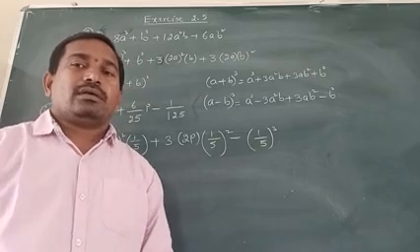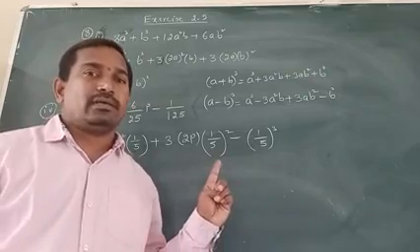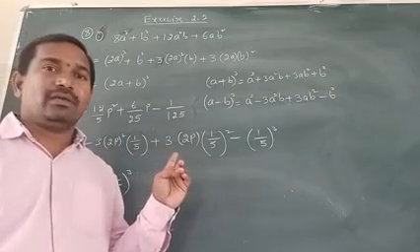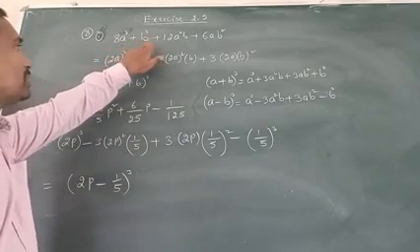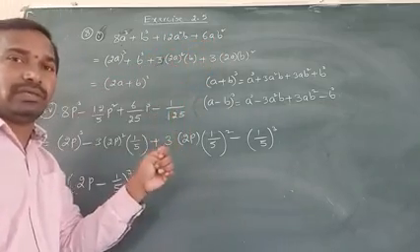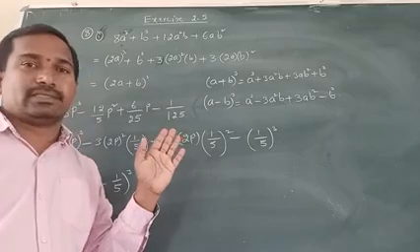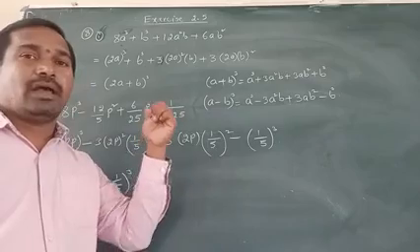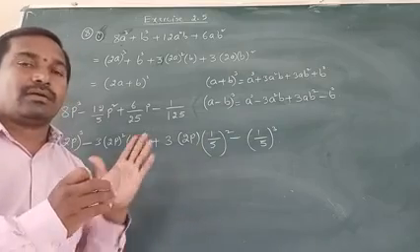Okay, see the last exercise, Polynomials and Factorization, Exercise 2.5, problem number 8. Factorize each of the following. See what this is here: 8a cube plus b cube plus 12a square b plus 6ab square. So factorize using identities. Let us check whether the identity is applicable or not by observing, if you know the identities.